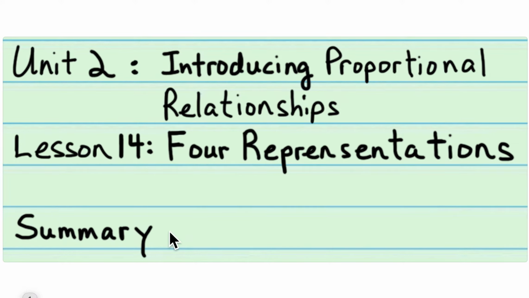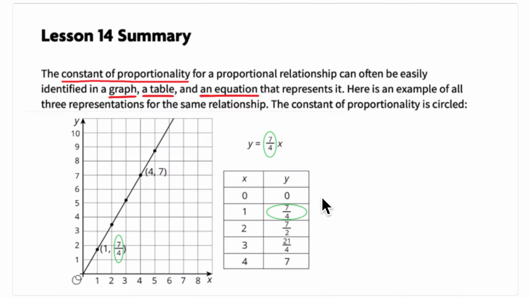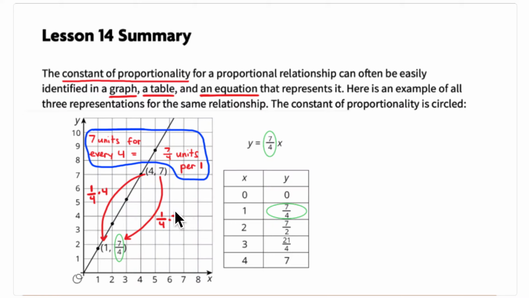This is the summary for Lesson 14, 4 representations. And in the summary, the authors look at 3 of those representations and how you can see the constant of proportionality in each of those representations. So here's a graph, here's a table, and here's an equation. And the constant of proportionality is circled in each case. 7/4, 7/4, and 7/4.